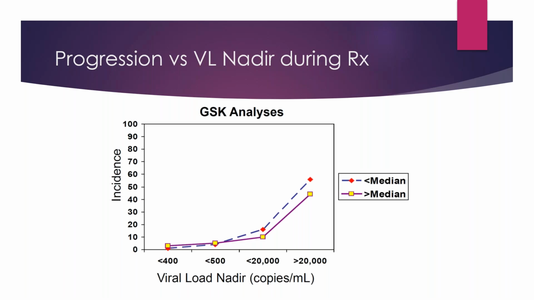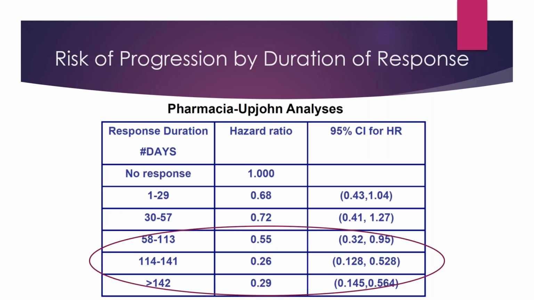And indeed, if you looked at the value that was associated with this very low number in progression rates, the copies per ml were around 400. So that is why treatment begins now at that value of virologic response.